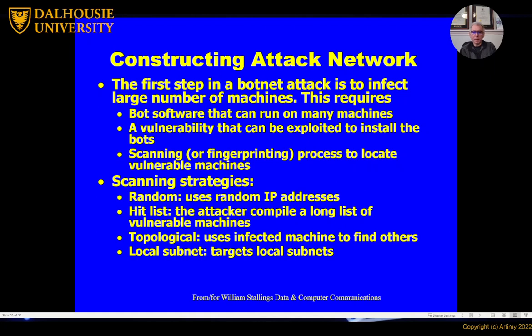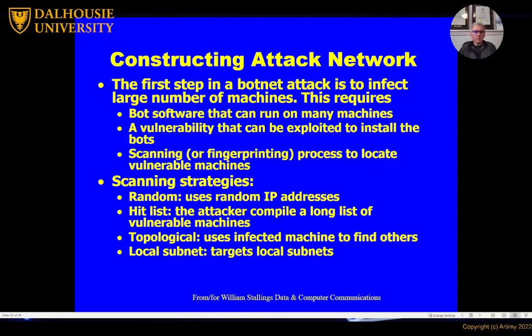This slide gives more detail on how bots work. First, I will start infecting a large number of machines. How? Well, first figure out the bot software that I need, software that can run on as many machines as possible. Of course, machines do not all have the same operating system. Some Windows, different versions, some Mac, different versions, some Linux, different versions and different distributions. So I want software that works on as many machines as possible.